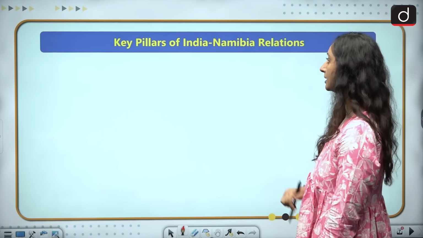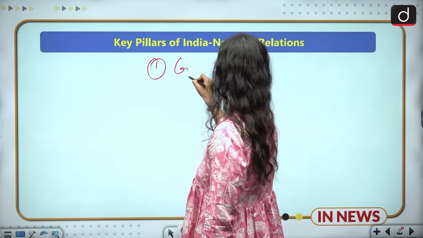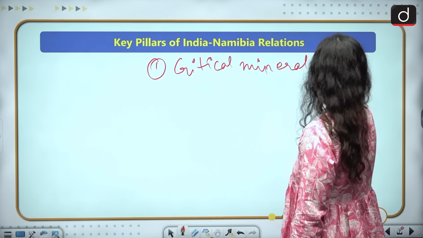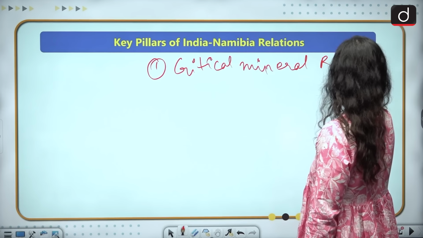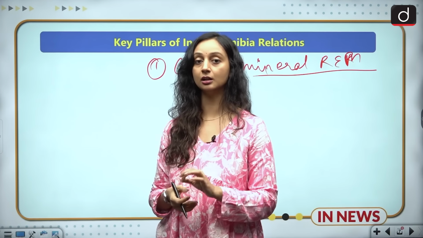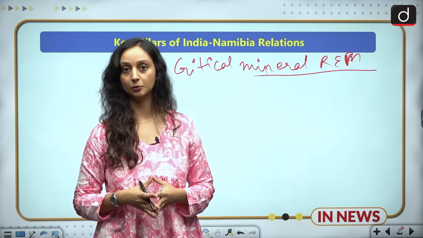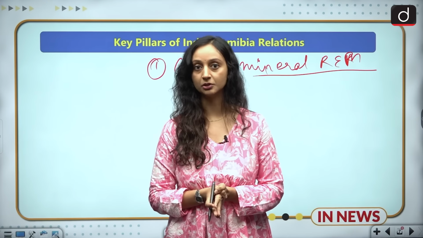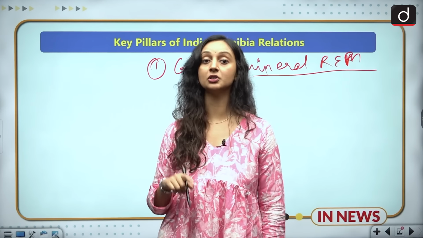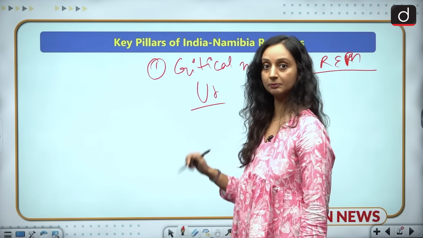Now, if we look at the key pillars of India-Namibia relations, there are many, but the most important ones are critical minerals and rare earth metals. Namibia has huge uranium reserves. In fact, it is the third largest uranium producer in the world. And we know India is very strong on its nuclear energy program, but we do not have a lot of uranium reserves. In fact, we have only 1 to 2% of the global uranium reserves versus Namibia, which is the third largest producer of uranium in the world. So we can benefit a lot from this partnership.